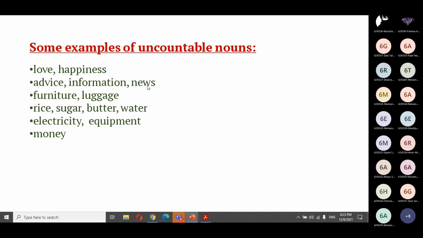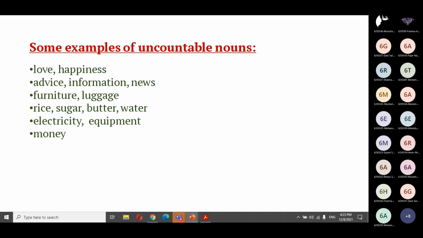News, singular. News is singular. Furniture, luggage. أثاث, أمتعة. Okay? So you cannot say furnitures, you cannot say luggages. So this is also uncountable. Rice, sugar, butter, water.